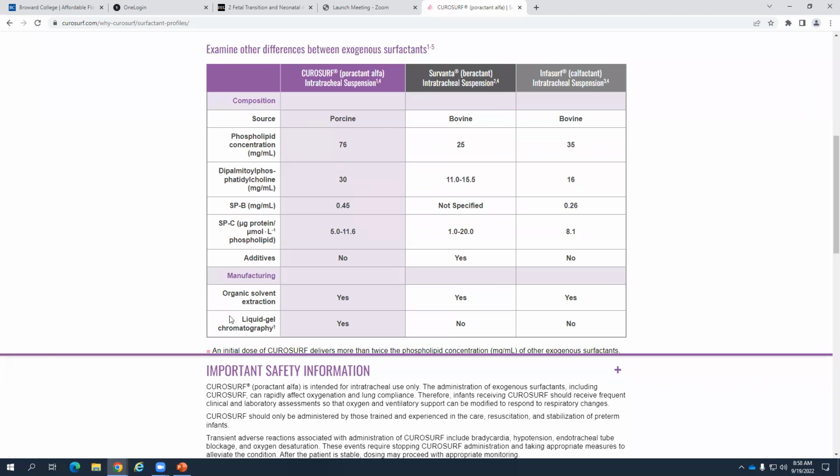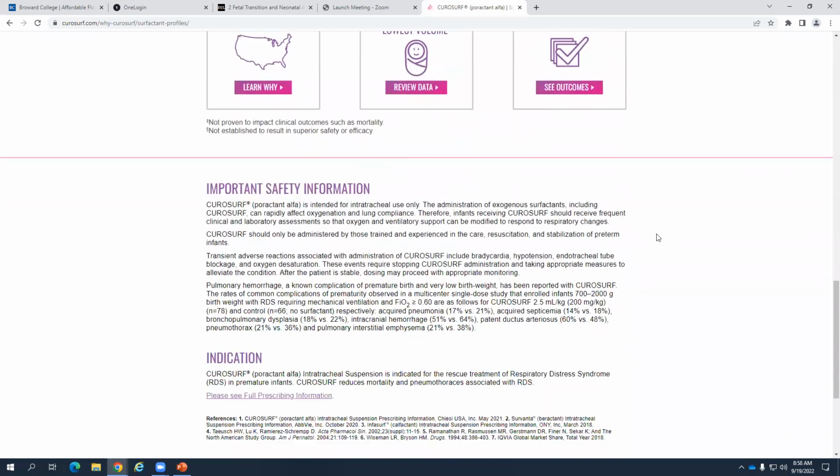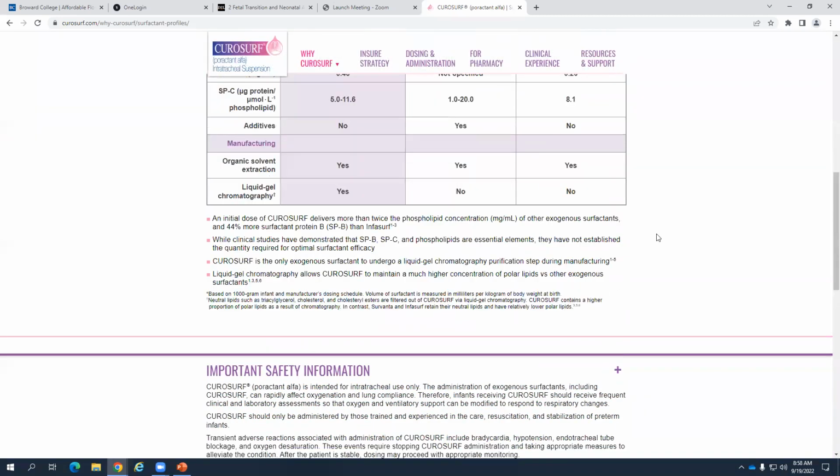This is showing all the chemicals that are in surfactant. And what else did I want to tell you about that? I think that's good.